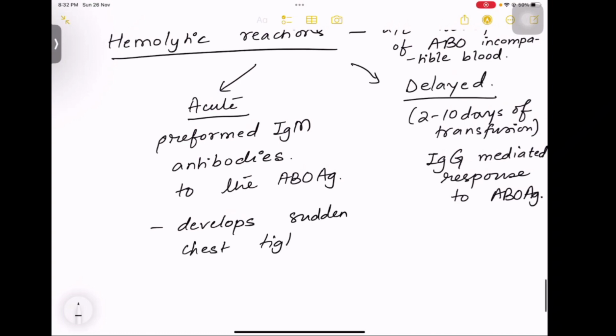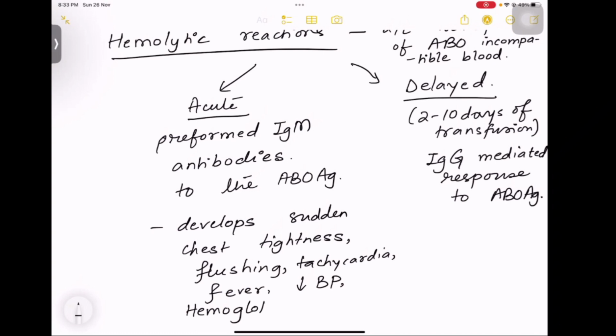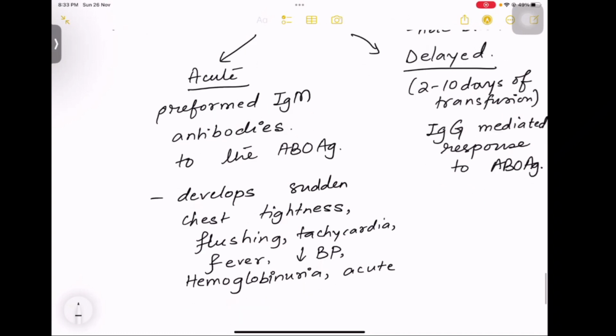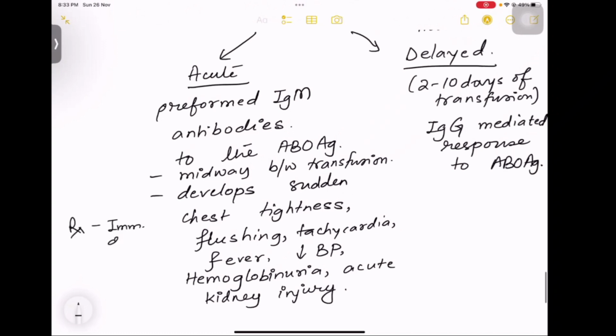And acute hemolytic reactions will develop suddenly and will present with chest tightness, flushing, tachycardia, fever, decreased blood pressure, hemoglobinuria, acute kidney injuries. And this can also occur in midway between transfusion, the acute hemolytic reactions. So how will you treat such patients? You have to immediately stop the transfusion reaction and you have to resuscitate the patient and maintain the input-output charting.